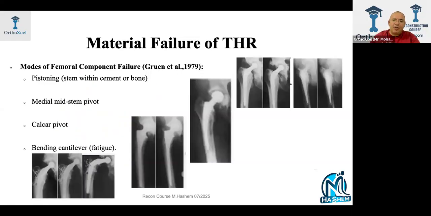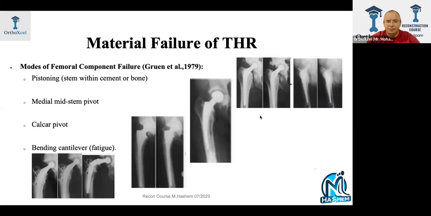Okay, so what about failure of total hip? How will my total hip fail, and we'll finish with this. The modes of failure of total hip depend on how your implant is fixed. The first one is pistoning, and pistoning basically means your stem is sinking inside the medulla. This is two types, either the stem sinking inside the cement, or the stem and cement sinking inside the medulla. So pistoning means the stem is subsiding. If the stem is subsiding inside the cement, it's type A. If the stem and the cement are subsiding inside the medulla or the bone, this is type B.